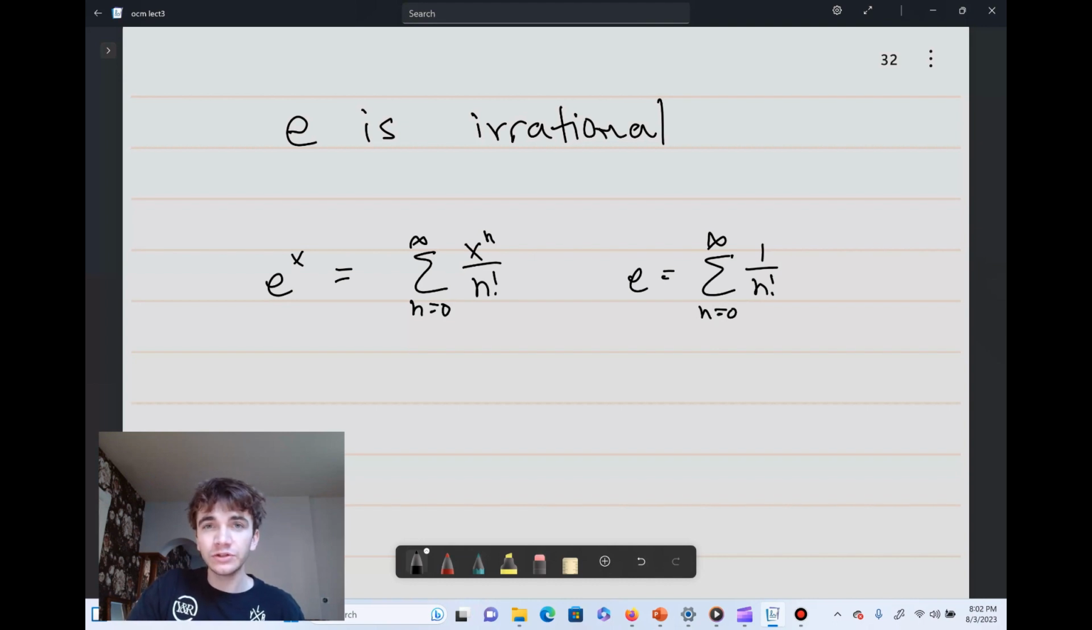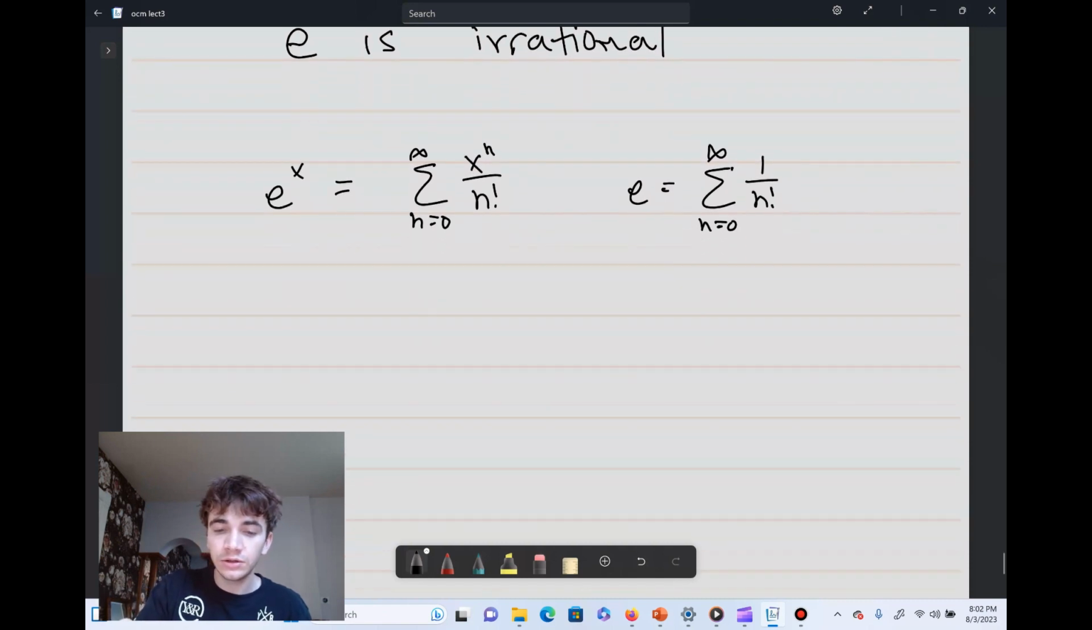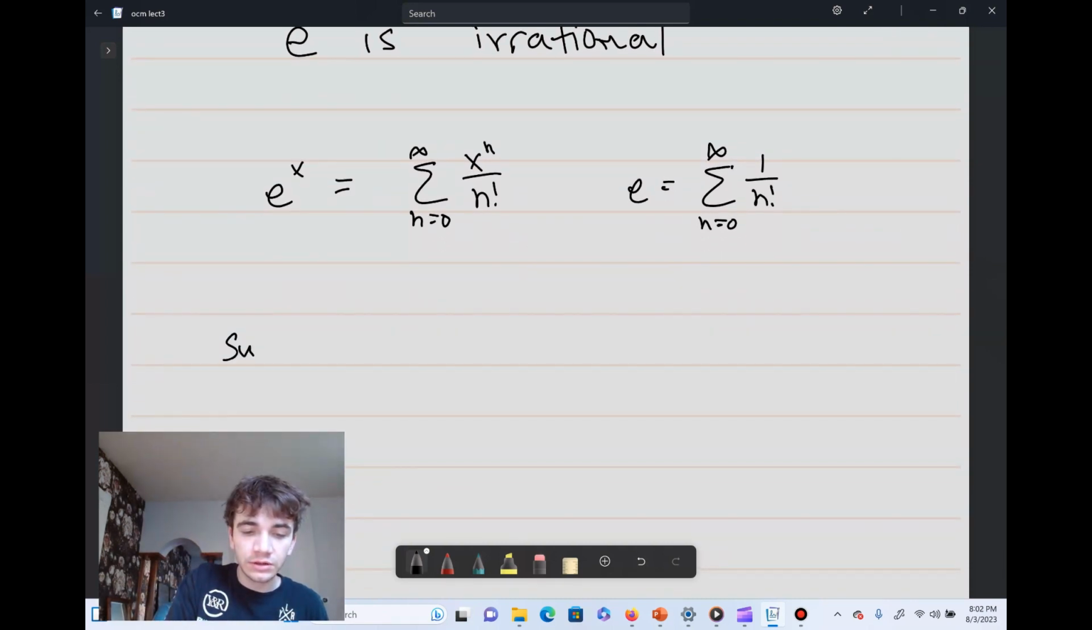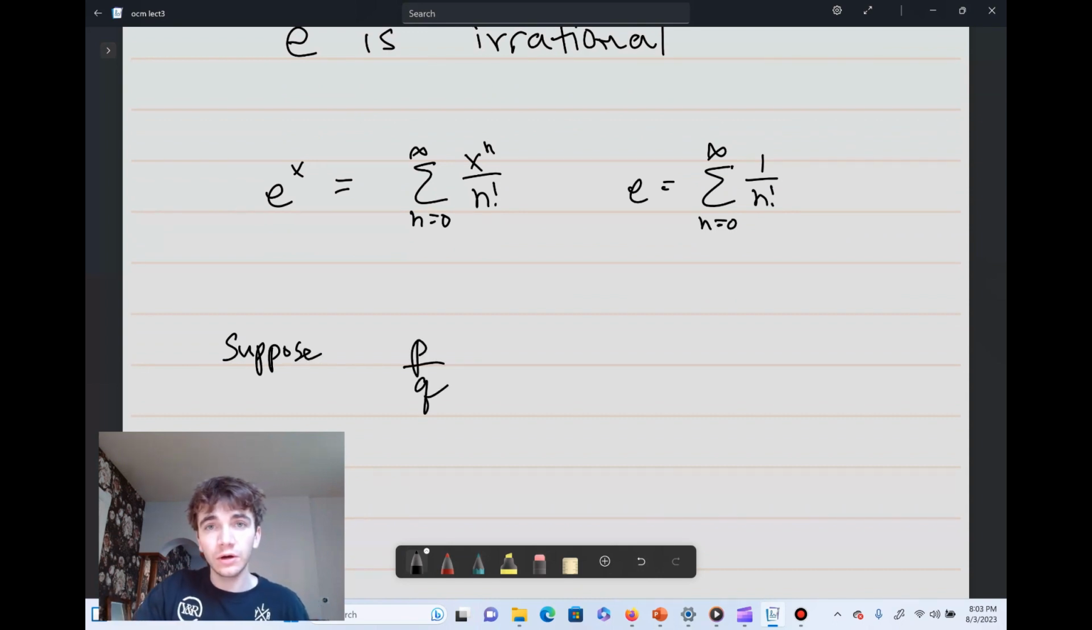And now I want to assume, for sake of contradiction, that e is a rational number. So suppose that there is a fraction p over q, where p and q are natural numbers that satisfy this Taylor series expansion.